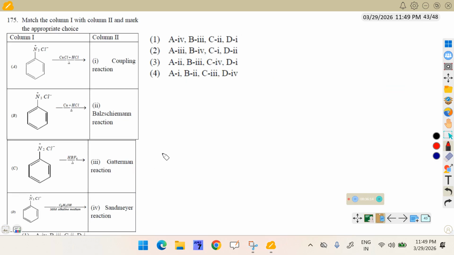Match the following. Benzene diazonium chloride reacts with CuCl, HCl, Cu plus 1 state. So this is considered as Sandmeyer reaction, A4, only one option is present. B3, yes, Gattermann reaction in the presence of copper powder. C, benzene diazonium chloride reacts with HBF4. The reaction name is called as Balz-Schiemann reaction. Benzene diazonium chloride reacts with phenol. The reaction is called as coupling reaction. First option correct.